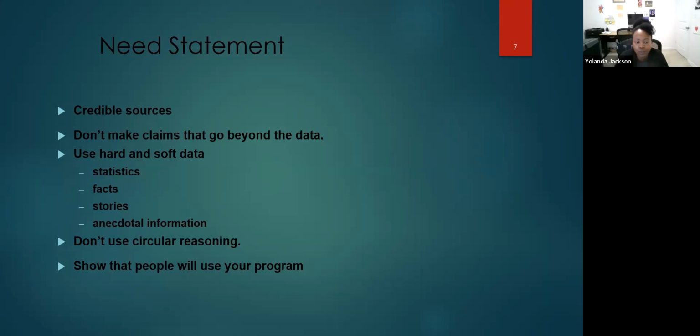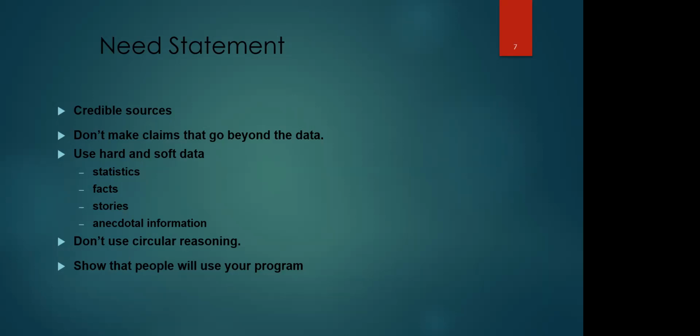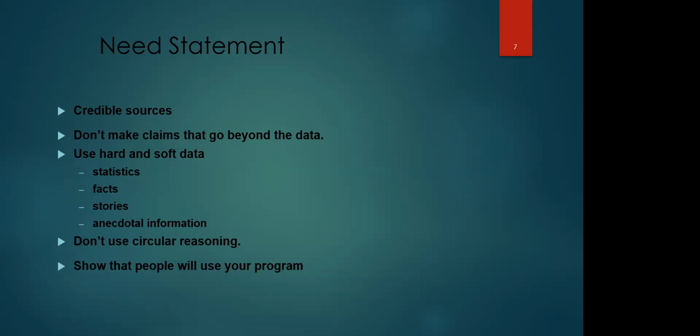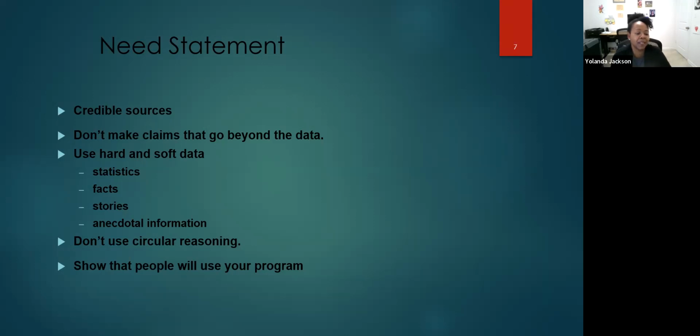So it says, don't use circular reasoning. Can you explain that a little bit more? Here's circular reasoning. We need a swimming pool for the kids in the neighborhood. Therefore, we need a swimming pool for the kids in the neighborhood. In other words, you should say, we need a swimming pool for the kids in the neighborhood so they don't get into trouble. You see what I'm saying? Circular reasoning is when you say the same thing. So it literally means what it says. Exactly.